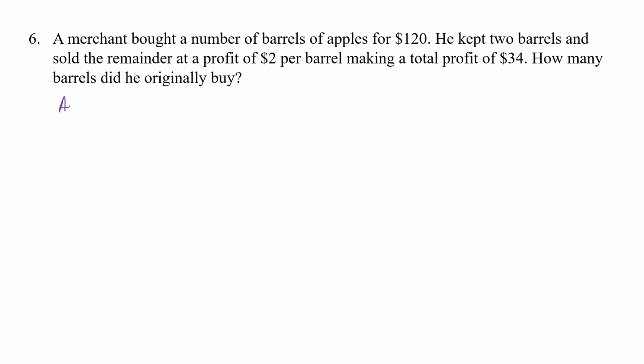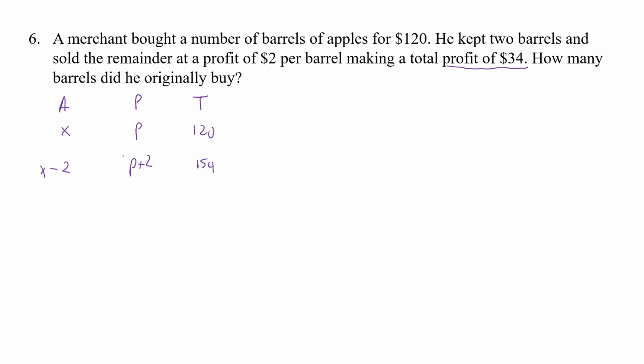Well, we're going to have our A and our P and our T. So he bought it for 120, but he sold it for a profit of 34. So we have to take 34 plus that, so that's going to be 154. We don't know X, we don't know P, but he kept 2 barrels for himself, so that's going to be X minus 2. But he made a profit of 2 here.